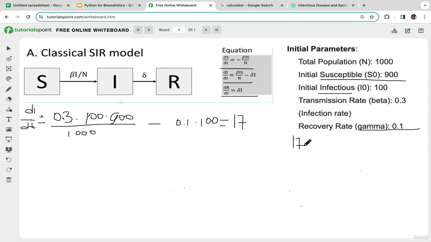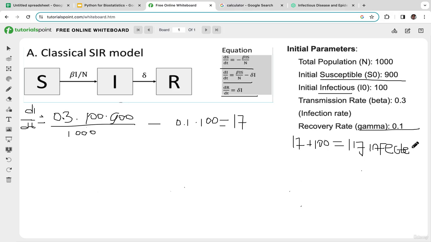So in total we have 117 people who get infected. Let me write it down, infected, like this.